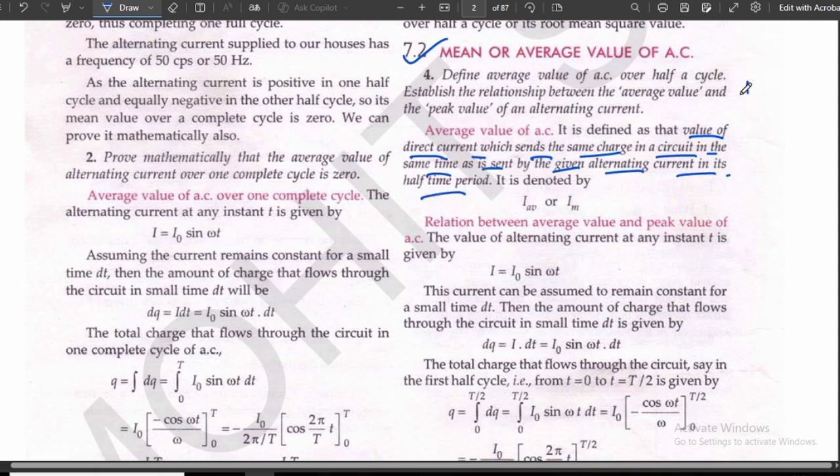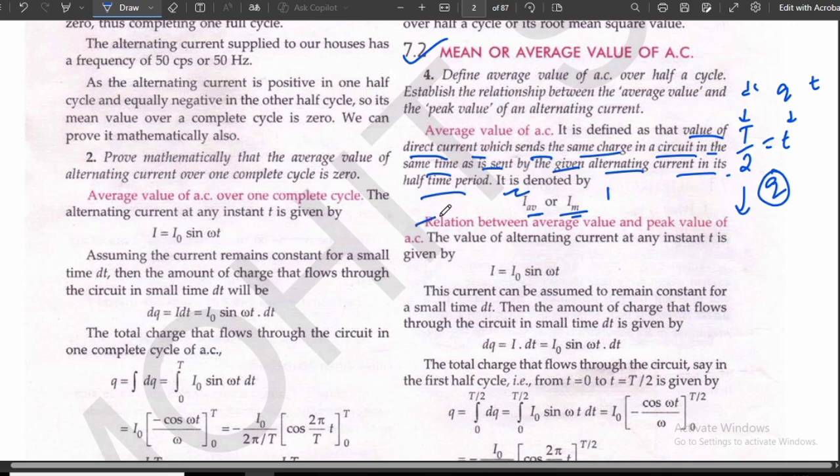That means for DC, if the charge sent is Q in time t, that would be equal to the same charge in AC for its half time period. That means T by 2 is equal to t. This is for AC and this is for DC. Charge sent is Q. In that case, for AC, we will say it is the average value of alternating current, or we can write it as I average or I m, that is the mean value or I average value.